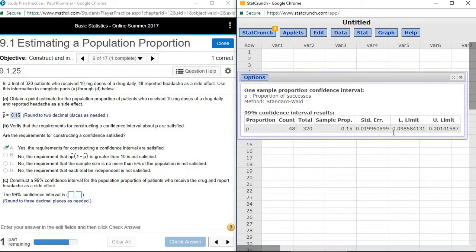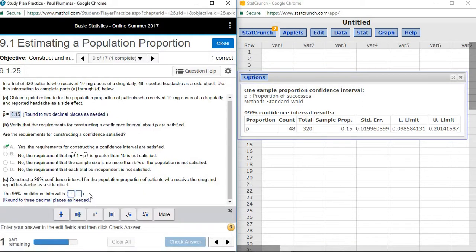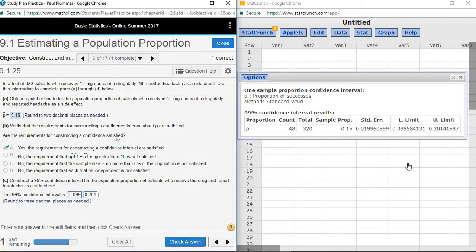My confidence interval is then given as the lower limit and upper limit listed on the printout. So my lower limit here to 3 decimal places would be 0.099 to 0.201.